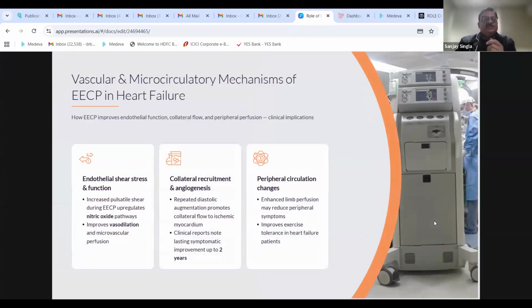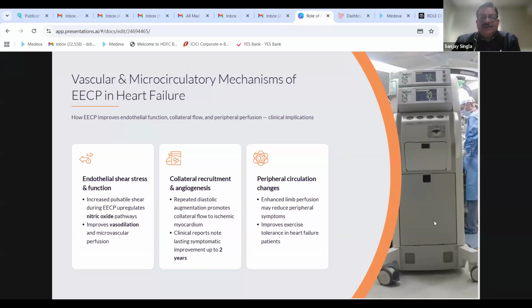How does EECP improve endothelial function? Endothelial shear stress and function: increased pulsatile shear during EECP upregulates nitric oxide pathways. Nitric oxide, we know, helps in vasodilatation and microvascular perfusion. Then collateral recruitment and angiogenesis: repeated diastolic augmentation promotes collateral flow to ischemic myocardium. Once we increase the collateral flow, the hibernating cardiomyocytes can come back to normal function. Clinical reports note lasting symptomatic improvement up to 2 years.